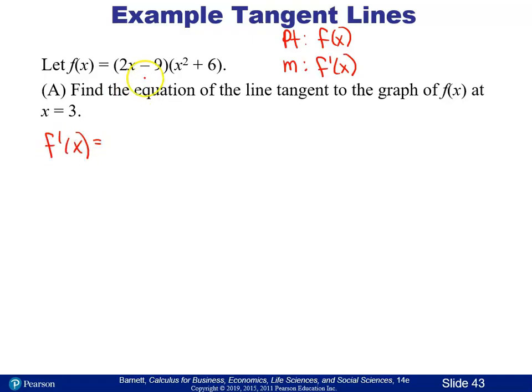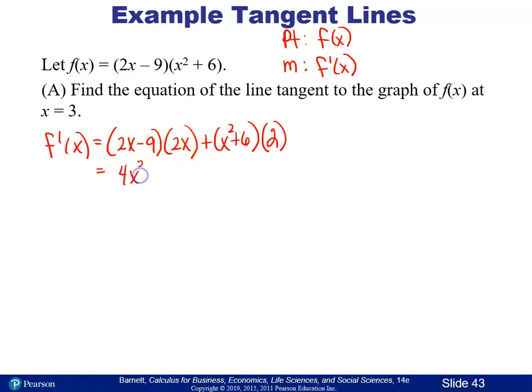Okay, so this is two things multiplied together, so this is a product rule. So I'm going to do the first times the derivative of the second plus the second times the derivative of the first. Okay, simplified if it could be simplified easily. So this will be 4x squared minus 18x. This will be 2x squared plus 12.